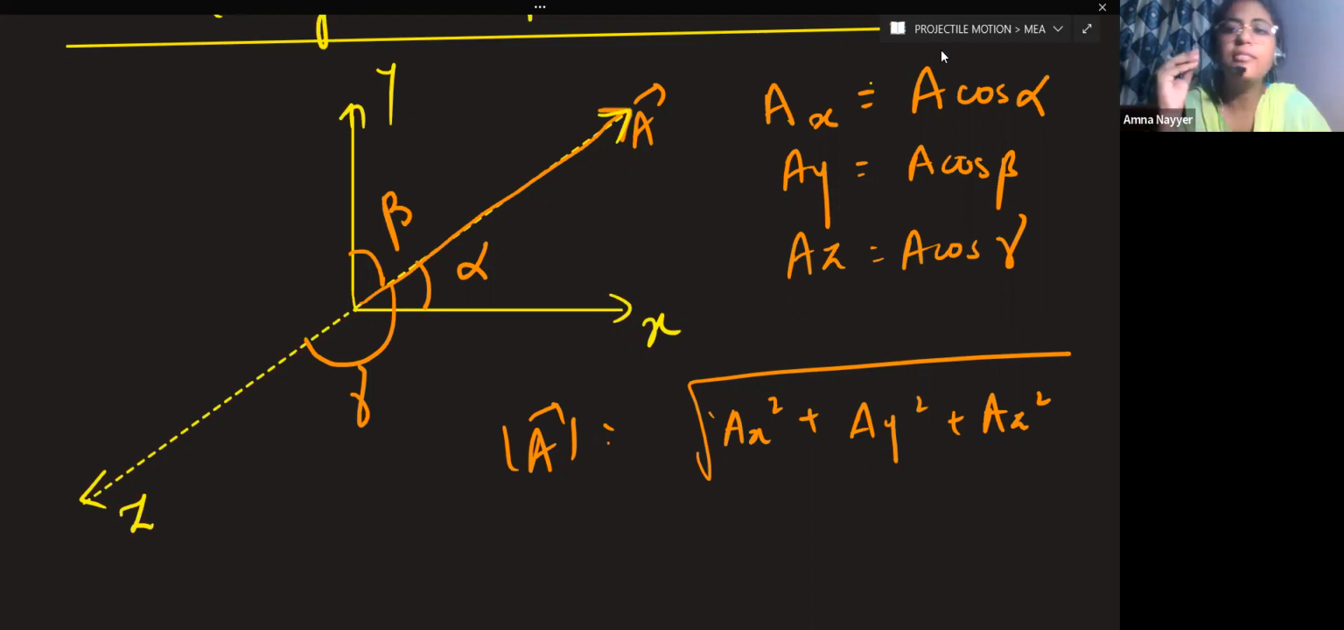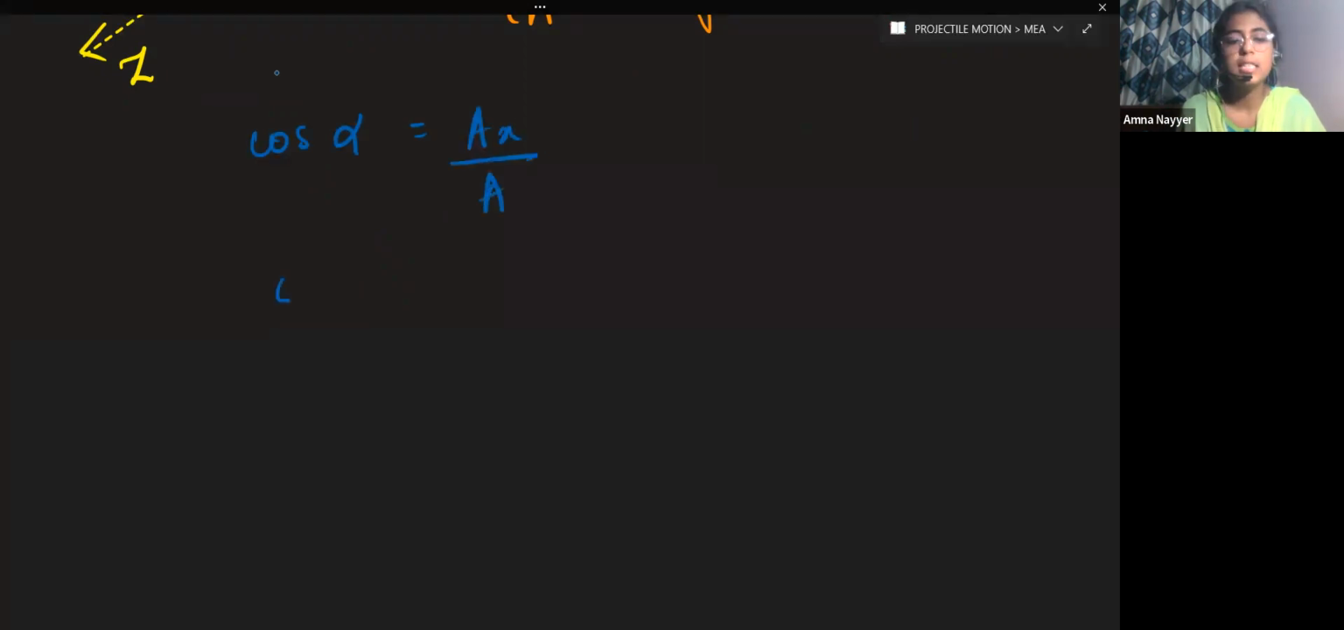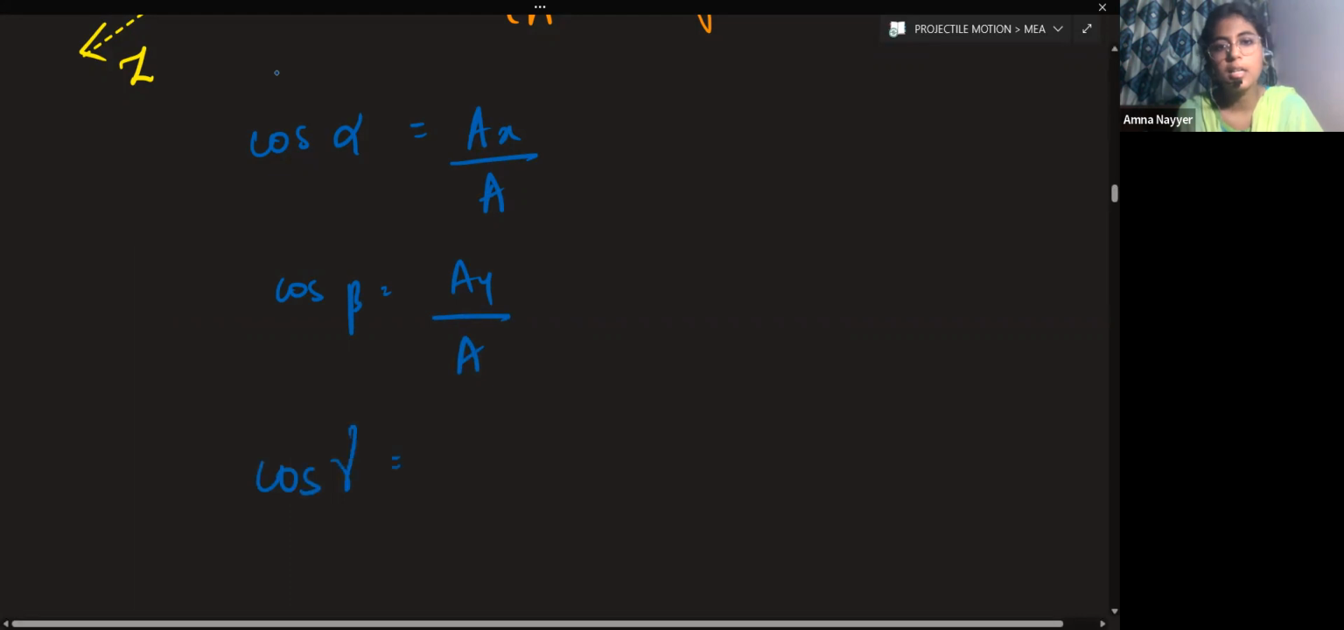So because all these things will come. Now see, cos alpha will be what? If AX is A cos alpha, then reversing it, cos alpha will be AX divided by A. Similarly, cos beta will be AY divided by A. And cos gamma will be AZ divided by vector A. This way you have all of these present. Now see, if you square and add all these, square and add them.